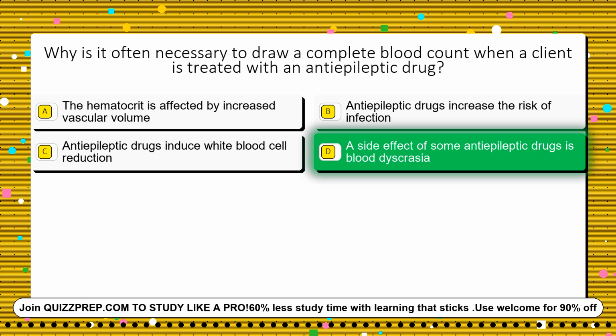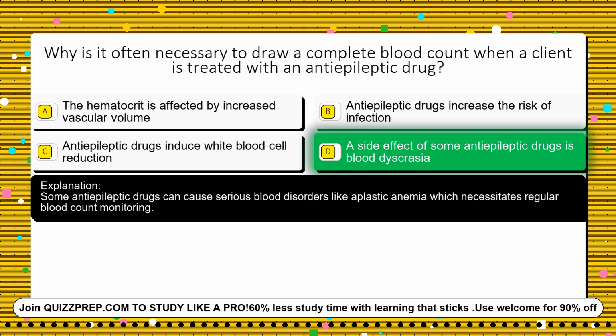The correct answer is option D. A side effect of some antiepileptic drugs is blood dyscrasia. Some antiepileptic drugs can cause serious blood disorders like aplastic anemia, which necessitates regular blood count monitoring.